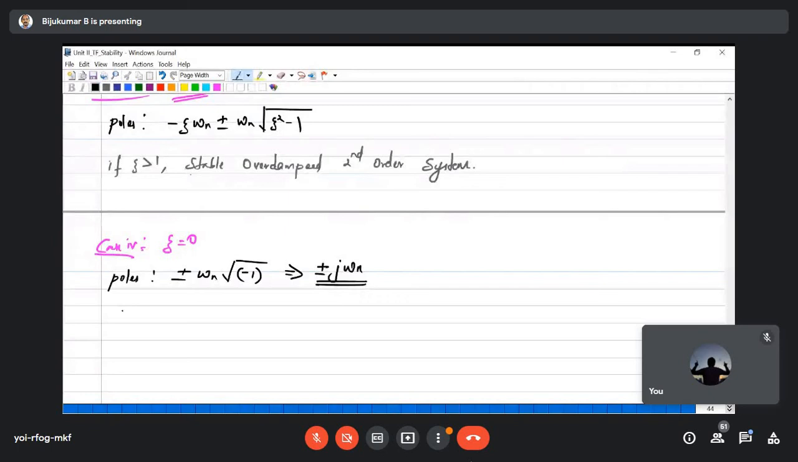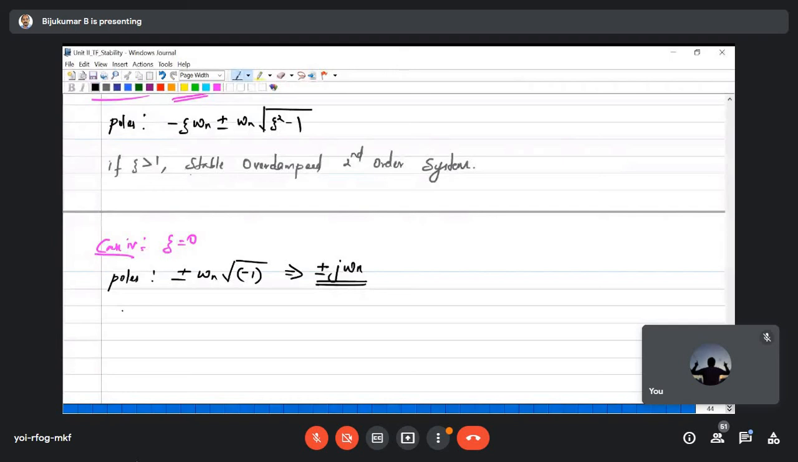Anyway, all these things we will see in detail. So we have four cases. When zeta is less than 1, we can call it an underdamped system. The poles are distinct and have real and imaginary parts. When zeta is 1, we call the system a critically damped system. In such a case, the poles are equal and have only negative real parts.